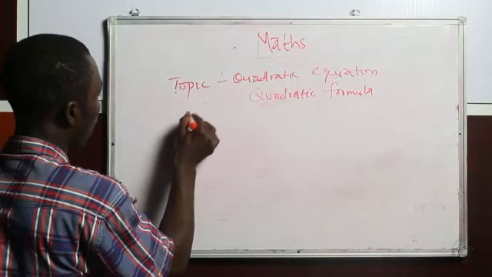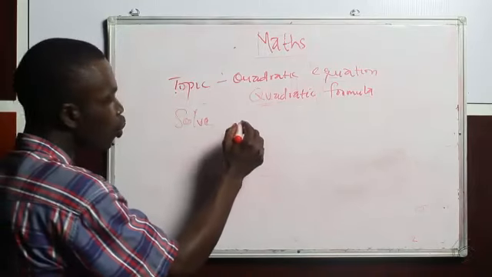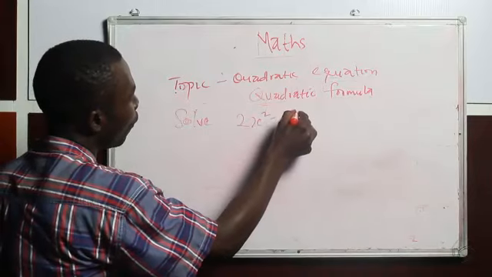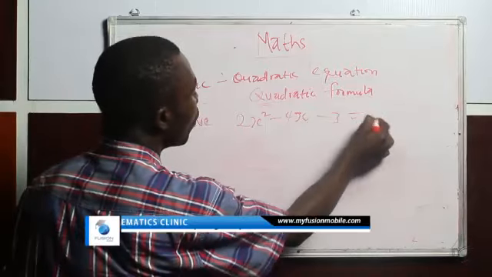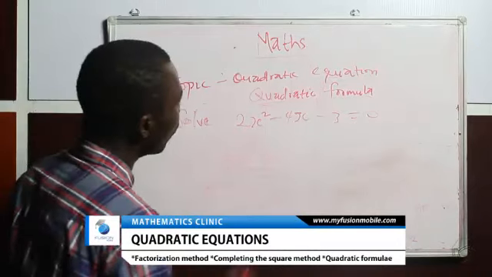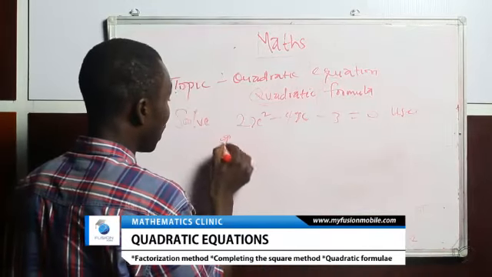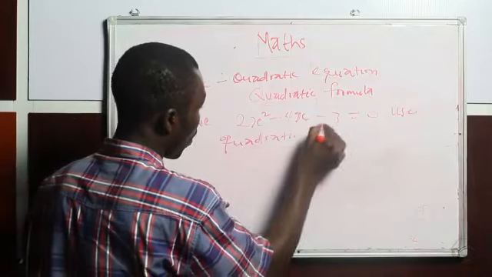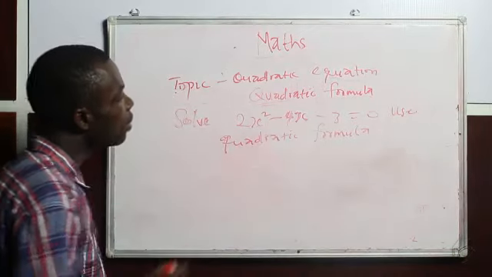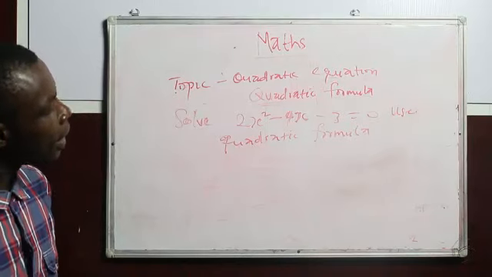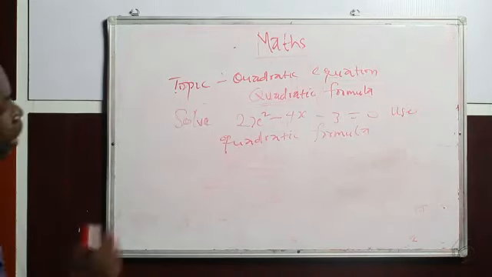Solve 2x squared minus 4x minus 3 equal to 0. Use the quadratic formula.